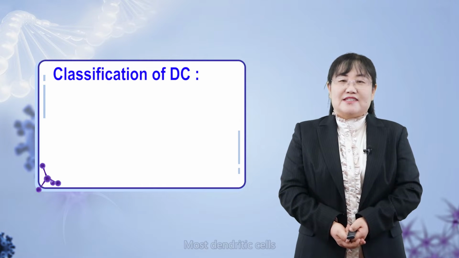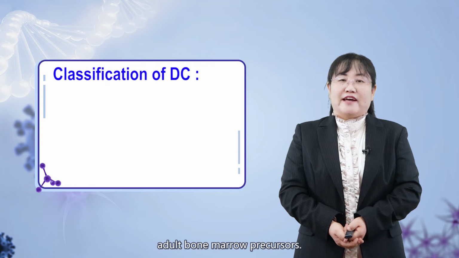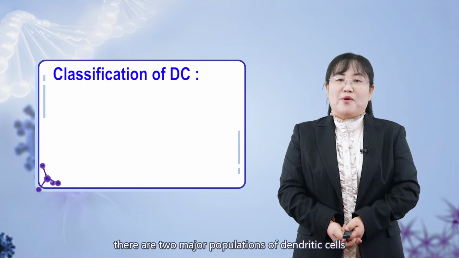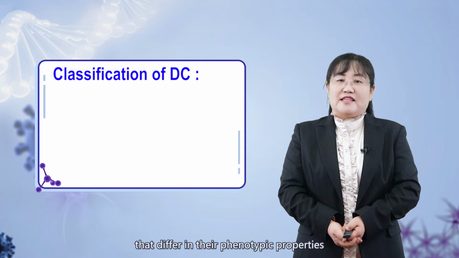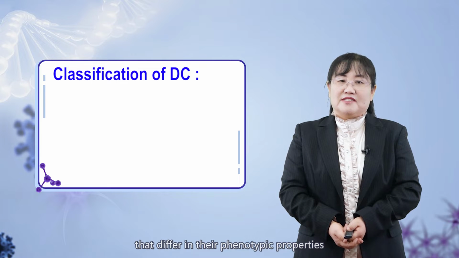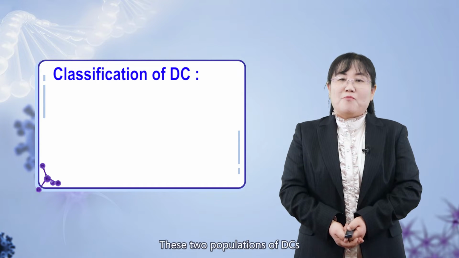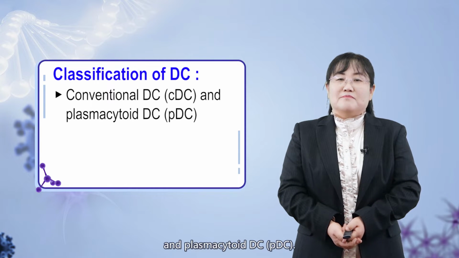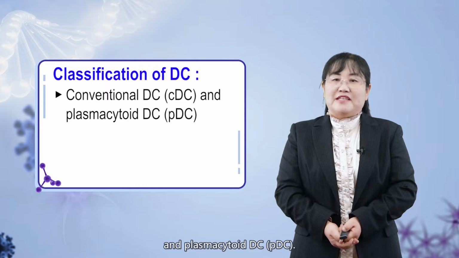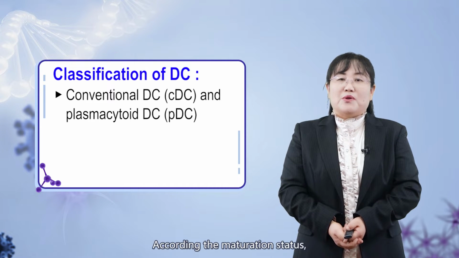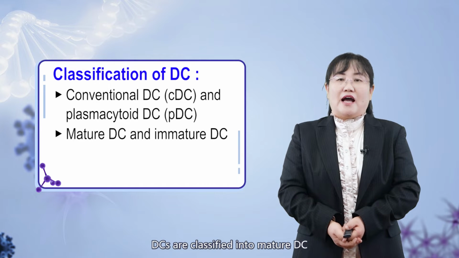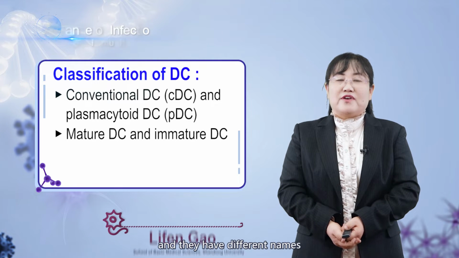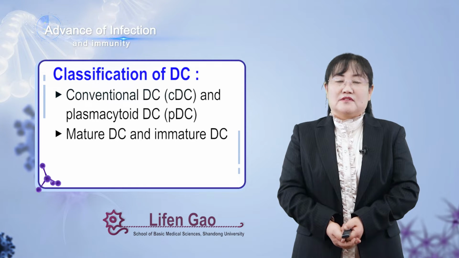Most dendritic cells are thought to arise from adult bone marrow precursors. It is now clear that there are two major populations of dendritic cells that differ in their phenotypic properties and major functions. The two populations of DC are conventional DC, cDC, and plasmacytoid DC, pDC. According to the maturation stages, DC are classified into mature DC and immature DC, and they have different names in different tissues.